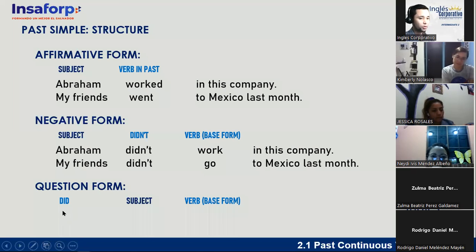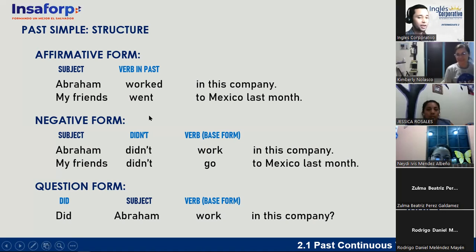What about the question form? You use did plus the subject plus the verb in base form and you finish with a question mark because it's a question. So Abraham worked in this company. What about this sentence? What is the question equivalent? Participants, please. Kimberly. The question is, did you work in this company? Okay, good. But you changed the subject. What about Abraham? No problem. Second try. Did Abraham work in this company? Again, the verb is in base form, not in past. Thank you, Kimberly.